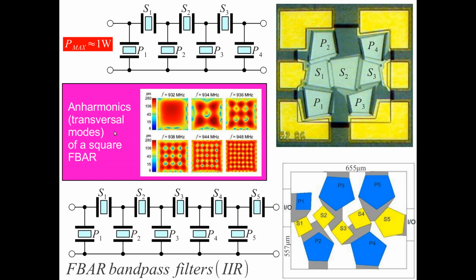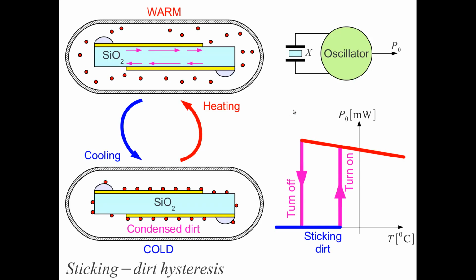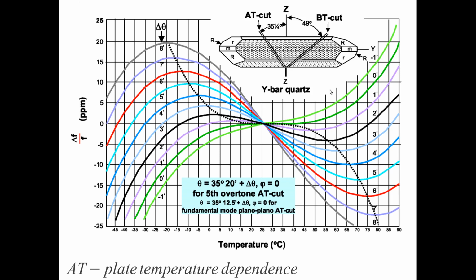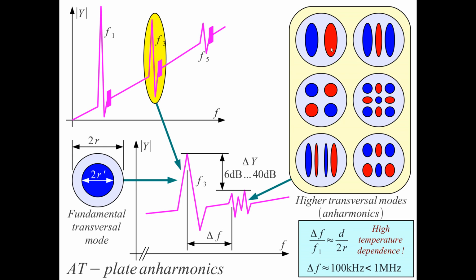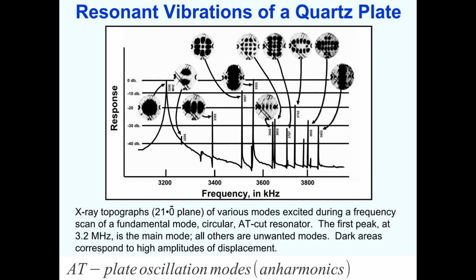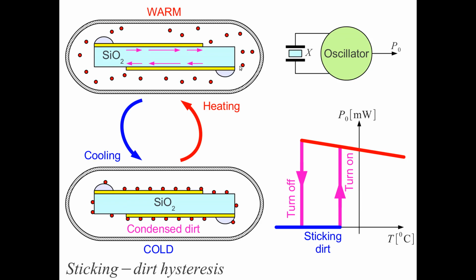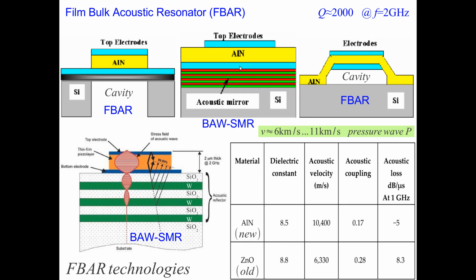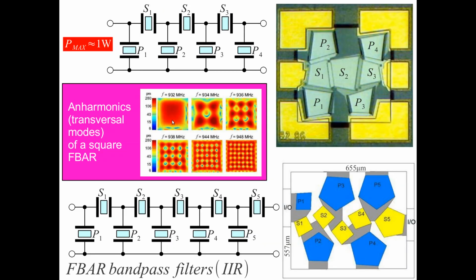We also have anharmonics, as we have anharmonics in crystal plates. We have anharmonics, or here depicted here, the anharmonics. We also have anharmonics in film bulk acoustic wave filters. Here we have a filter for 933. We have a resonator for 932 megahertz fundamental frequency. You see that we have here many of these anharmonics. Many of these anharmonics happening with a simple square shape.